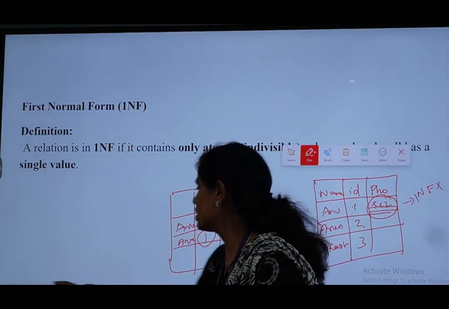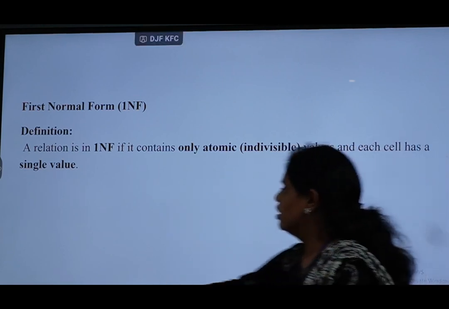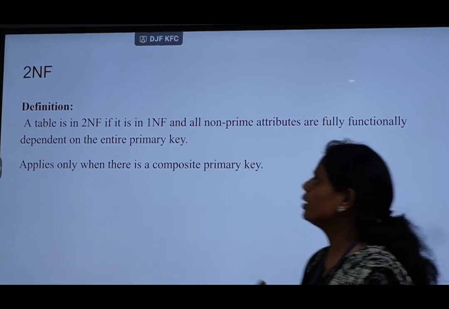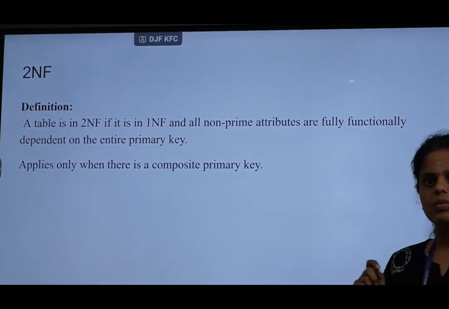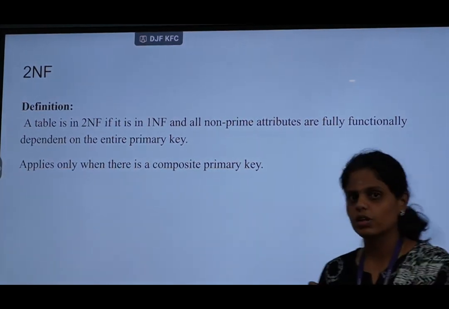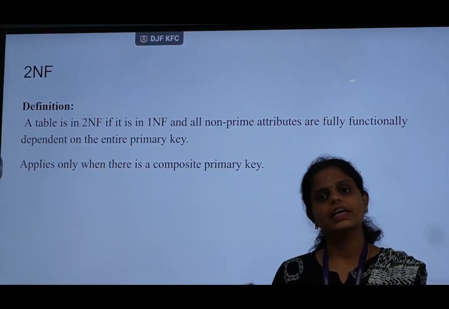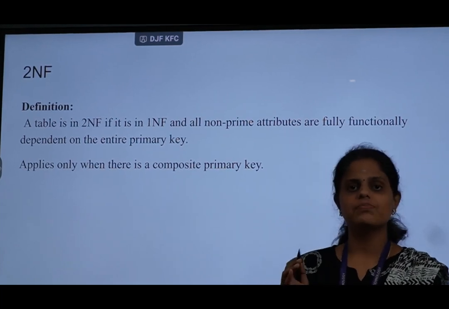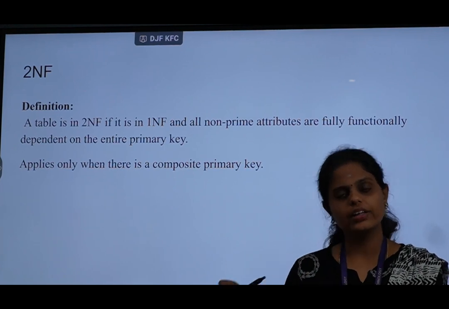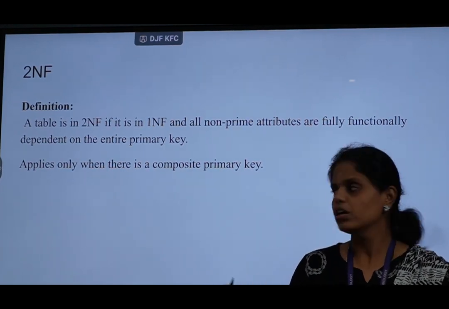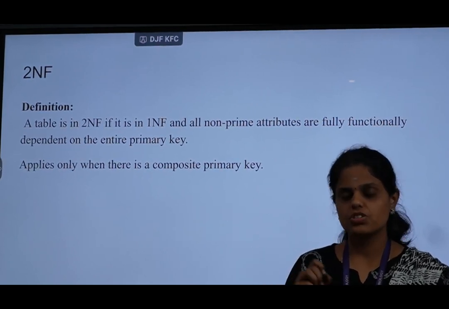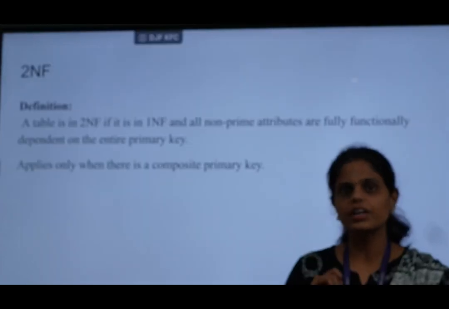Now if you are going to 2NF, what we check in 2NF is partial functional dependency. What is partial functional dependency? If any subset of the candidate key is able to identify any of the non-prime attributes, then that is called a partial functional dependency. If our relation has any partial functional dependency, then we can surely say that our relation is not in 2NF.